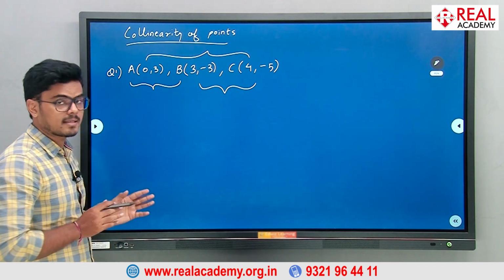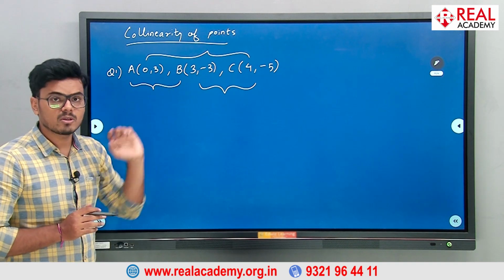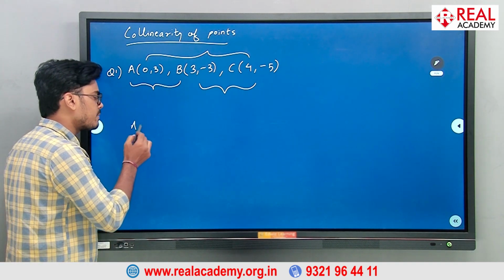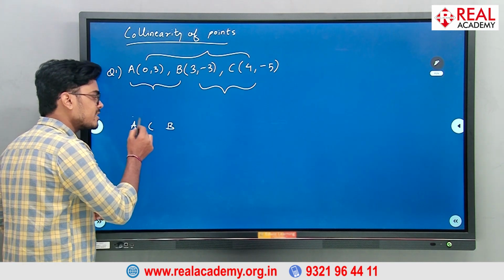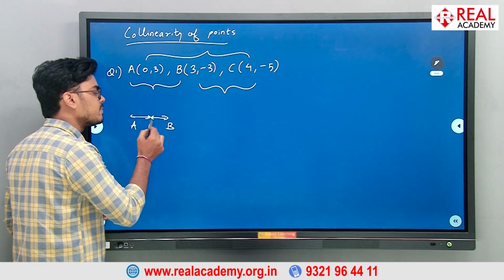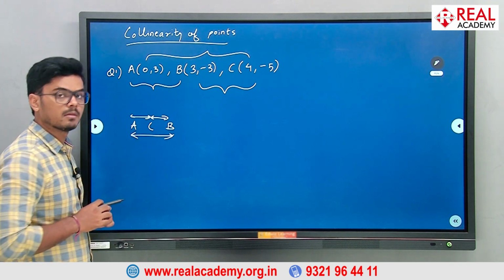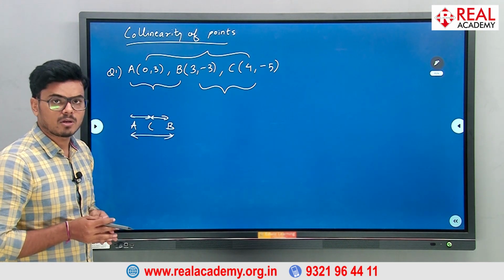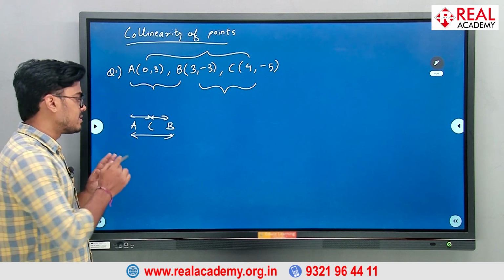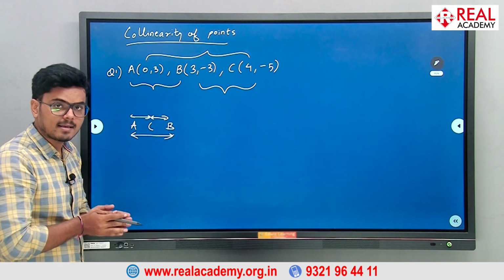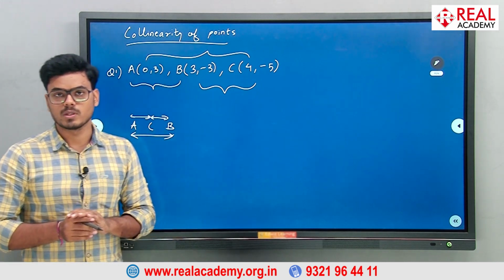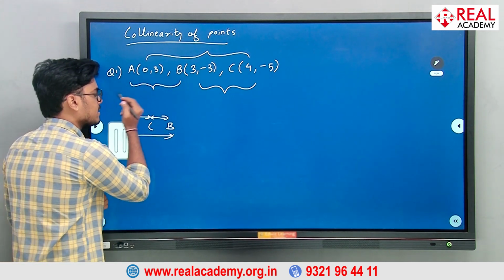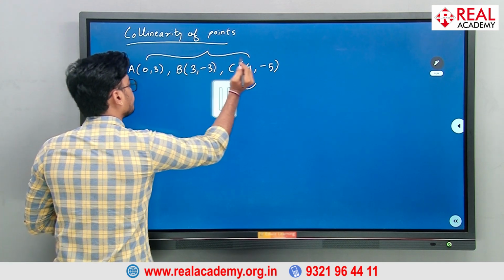Acha, it is not necessary that A, B and C only are collinear. The order can be anything. It can be A, C, B also. That means distance between AC plus distance between CB is equal to distance between AB. Okay, it can be in any particular order. Collinear means adding any two distances, the sum should be equal to the third distance, which is the largest distance. Correct? So let us check whether these points are collinear or not.